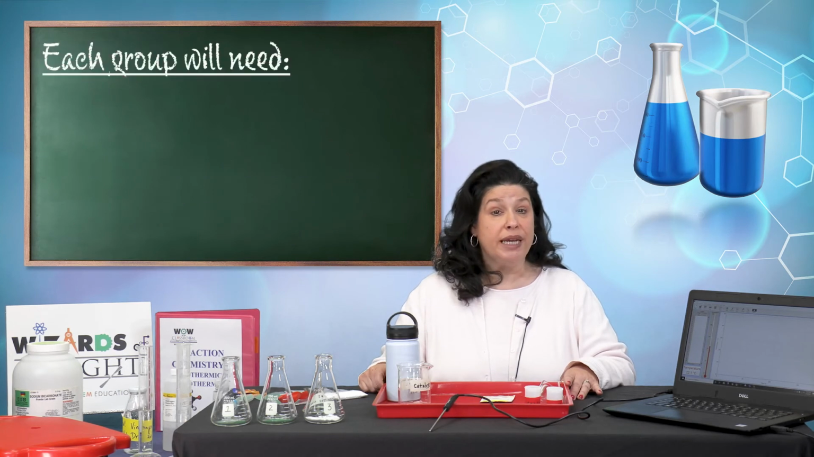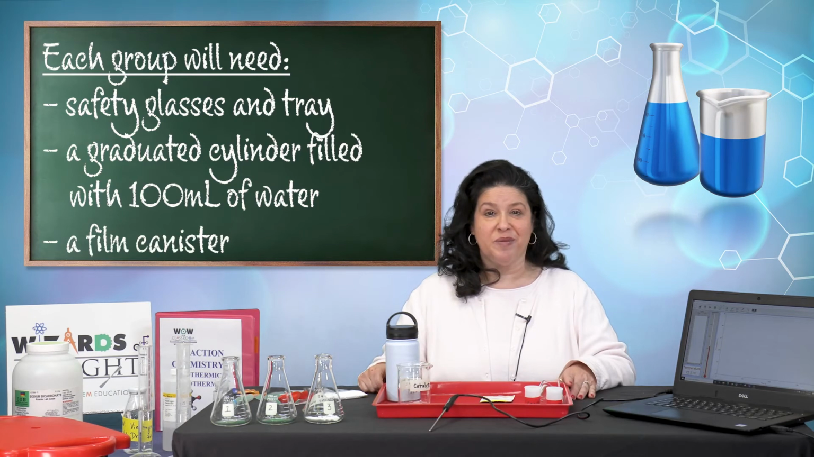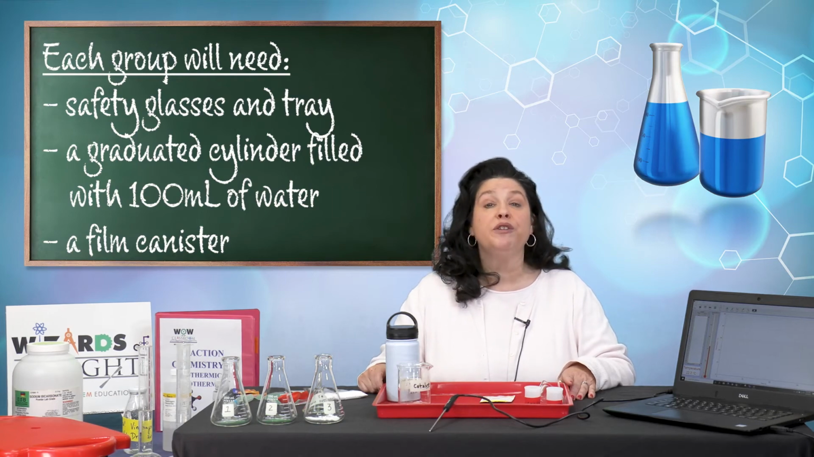Each group will need safety glasses, a tray, a graduated cylinder, and a film canister. Teachers will pause for a minute while you get these things passed out and while you fill each group's graduated cylinder with 100 ml of water.